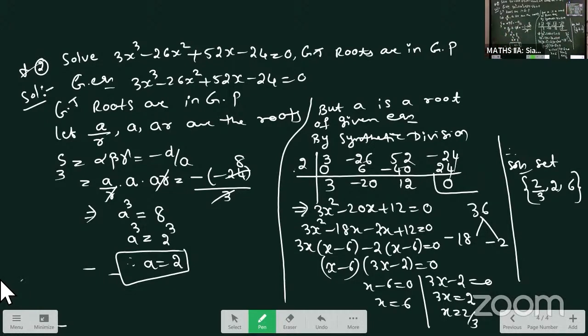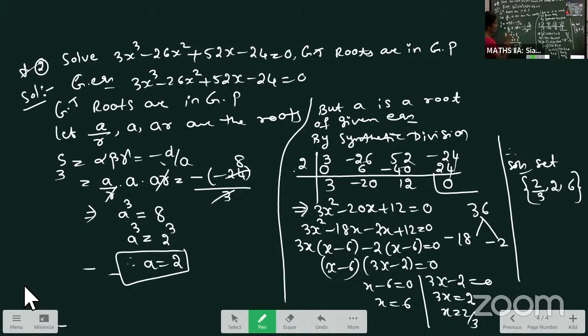So once again, if the question is about geometric progression, take the given equation as it is. When roots are in GP, we have to suppose the roots as A by R, A, AR. Then we go for S3, the product of roots: alpha beta gamma is equal to minus D by A. Substitute the values. You will get A cube is equal to 8. 8 can be written as 2 cube. So therefore A is equal to 2.